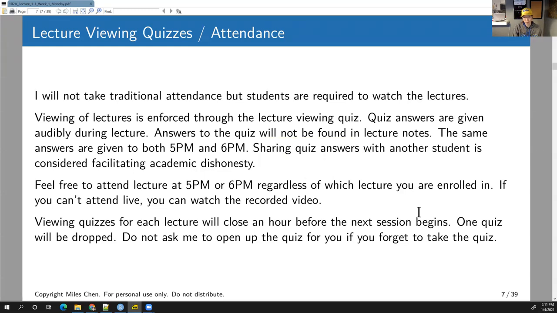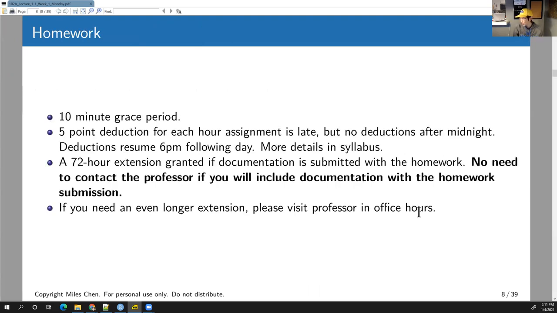Okay, so we got that, right? The first quiz answer was B, B as in bear. Okay, all right, so we'll keep going. Homework: you're gonna have six homework assignments, 6% each. They're graded on correctness. Okay, so you want to make sure you do it correctly.